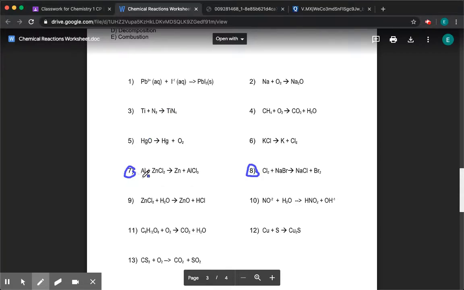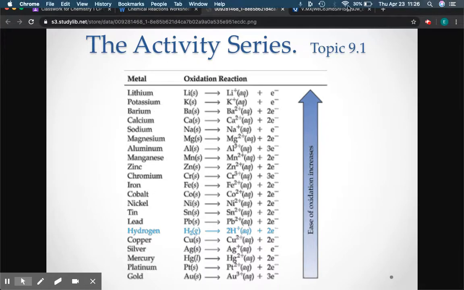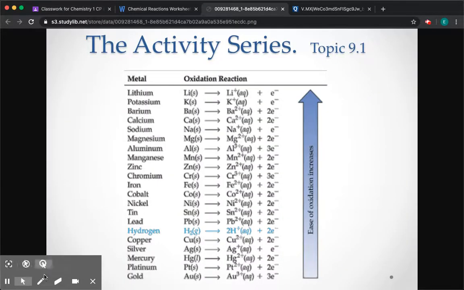But let's focus on 7 for now. So in 7, you have aluminum replacing zinc. Why is that allowed to happen? There's this thing called an activity series. And the activity series tells you which elements are more reactive than others, basically. Okay? The higher it is on the list, the more reactive it is. In this list, it's just the metals, but they also have one for non-metals. Okay? There's a non-metal activity series and the metal activity series. The higher it is on the list, the more reactive it is.